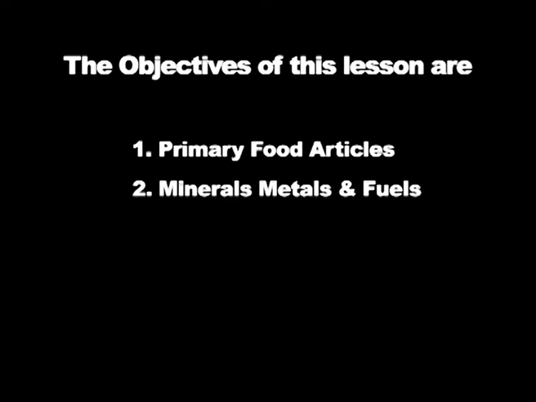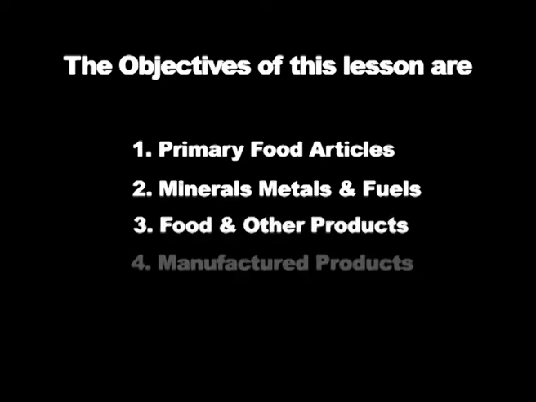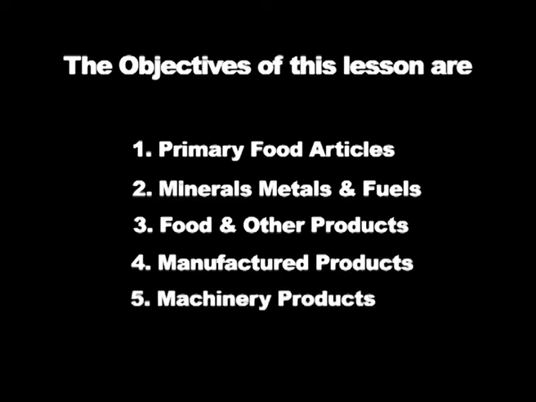For geographic analysis, a basic understanding of the entire list of commodities considered for commerce and trade is needed. The objectives of learning this lesson are to know about the following commodities and articles: primary food articles, minerals, metals and fuels, food and other products, manufactured products and machinery products.